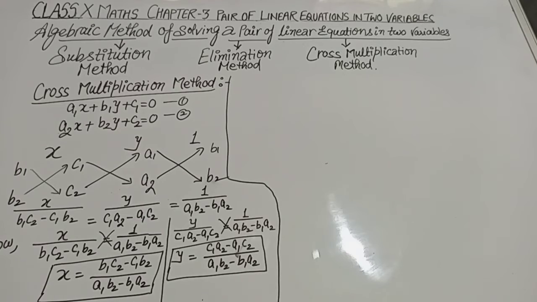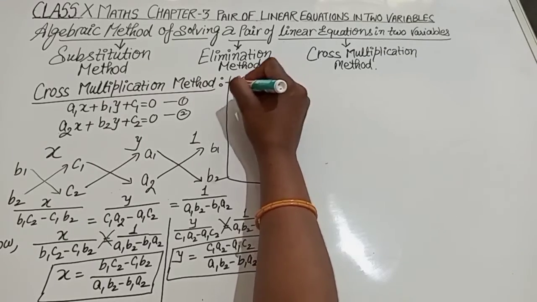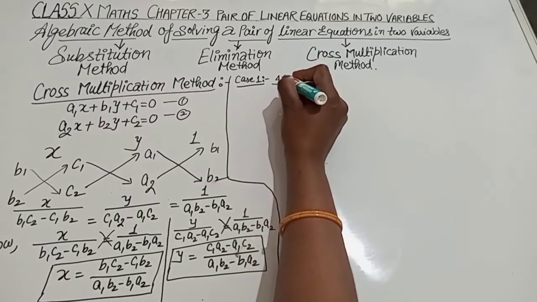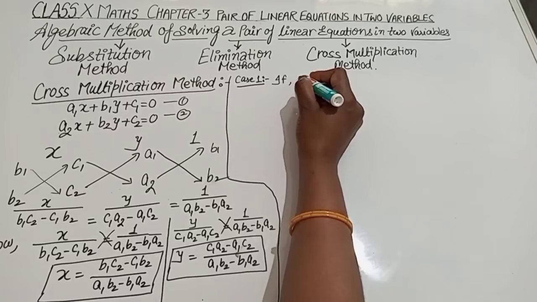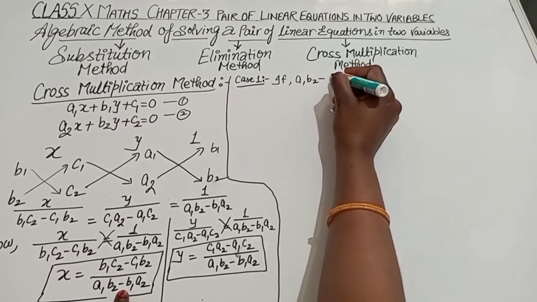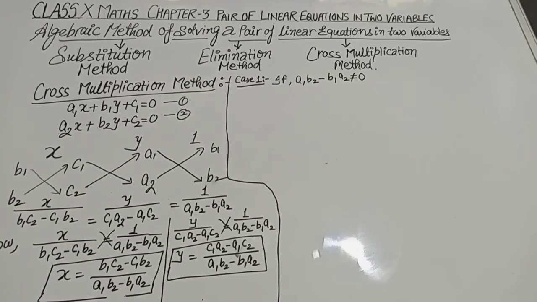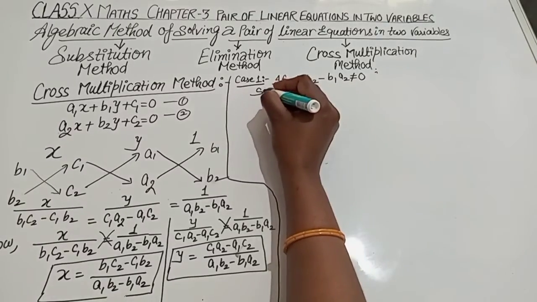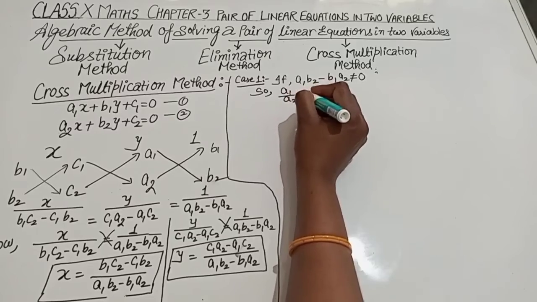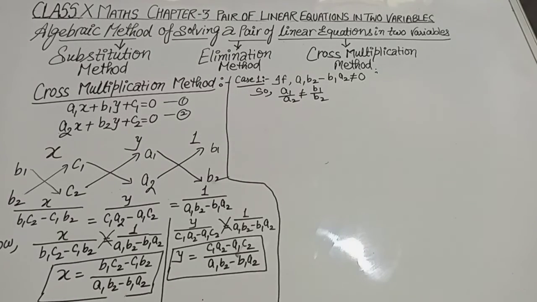Okay, some cases also arise from the cross multiplication. Case first: if the denominator a1 b2 minus b1 a2 is not equal to 0, it means a1 upon a2 is not equal to b1 upon b2.